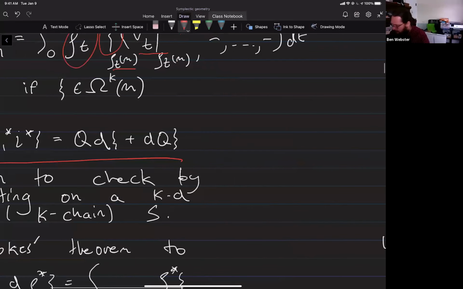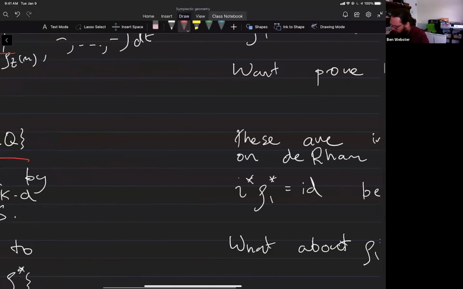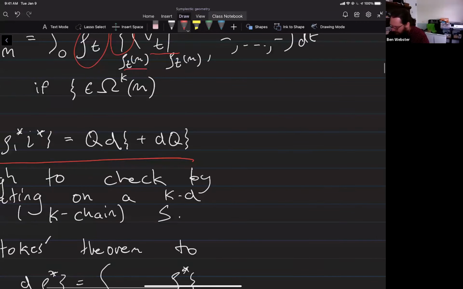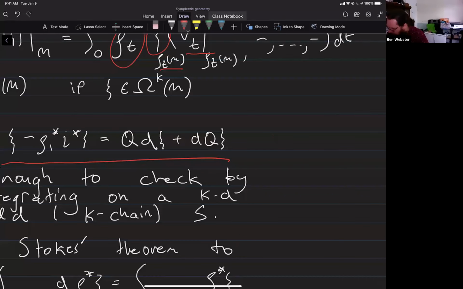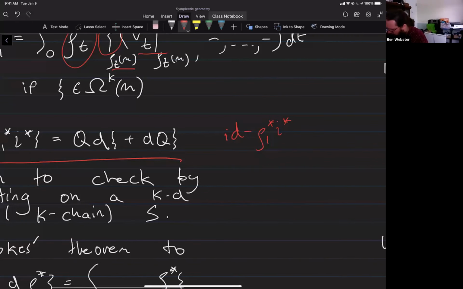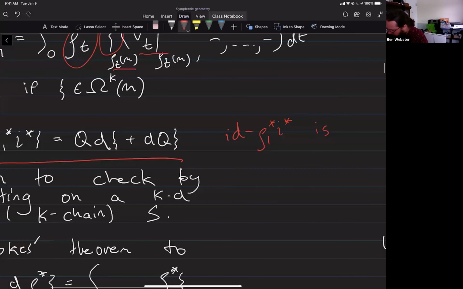So in fancy homological language, we would say that the identity minus this pullback is null homotopic, via Q. So Q is the homotopy.